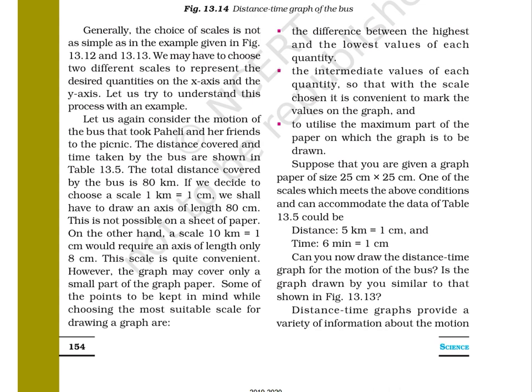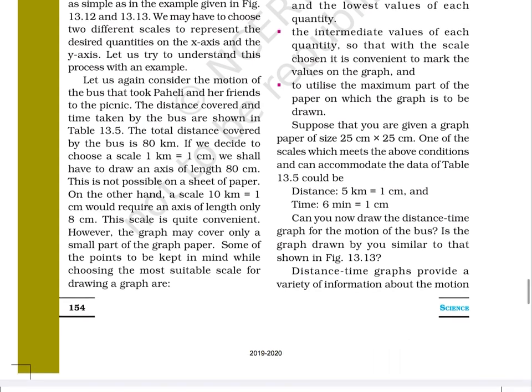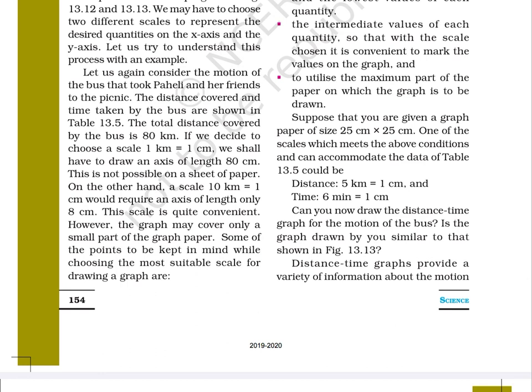If we decide to choose a scale 1 km is equal to 1 centimeter, we shall have to draw an axis of length 80 centimeter. This is not possible on a sheet of paper. On the other hand, a scale of 10 km is equal to 1 centimeter would require an axis of length only 8 centimeter. This scale is quite convenient. However, the graph may cover only a small part of the graph paper.